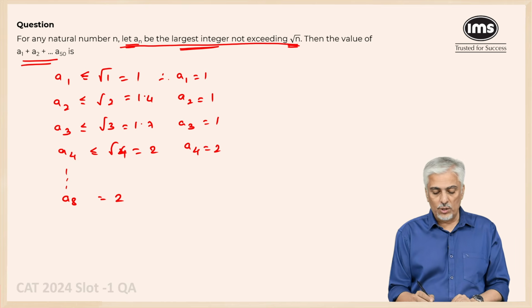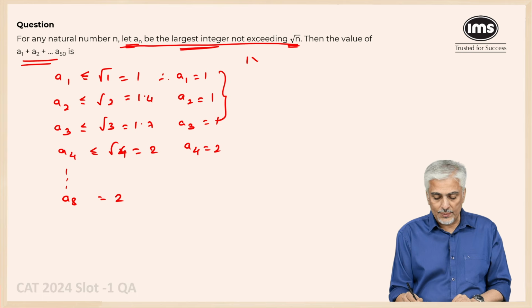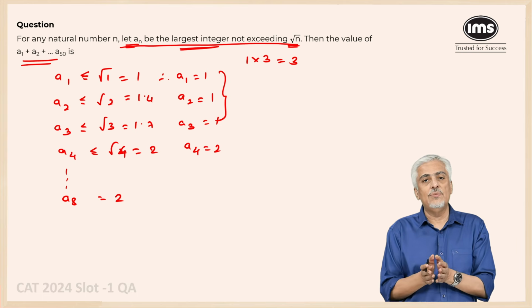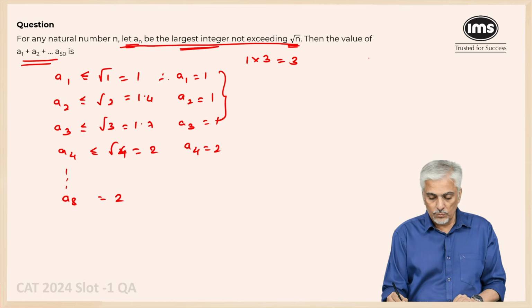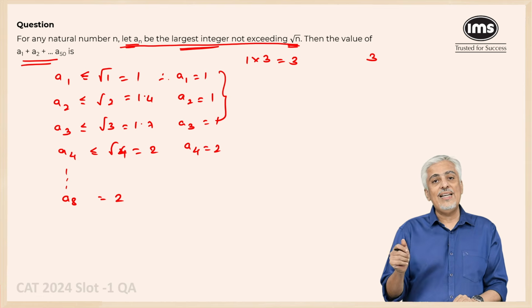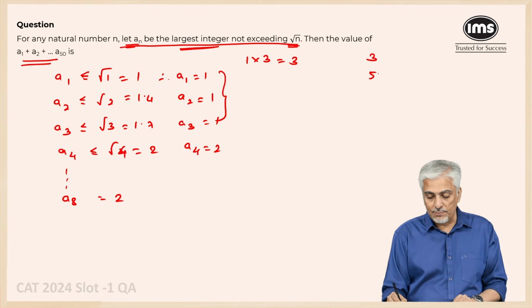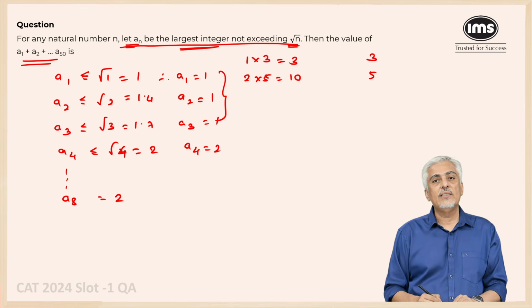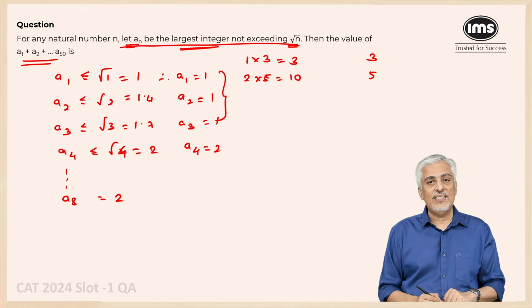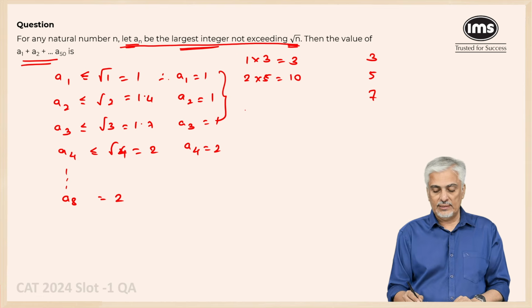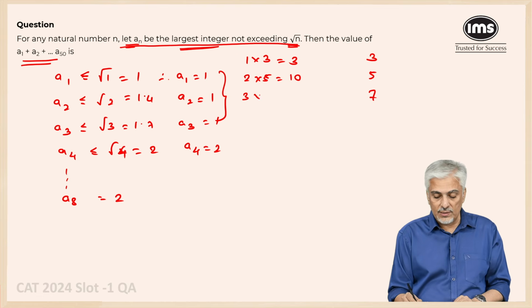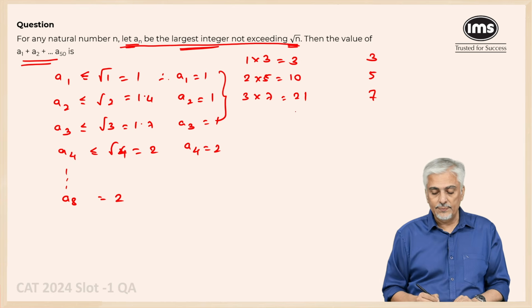So, now this is what we have to find out. Basically, 1 came 3 times. So, the total became 3 because for the first 3 numbers, the square root was less than 2. So, 3 numbers. Then till 8, the next 5 numbers, square root was 2. So, 5 2s are 10. Then till 15, that means the next 7 numbers, the answer was 3. So, 3 7s are 21.